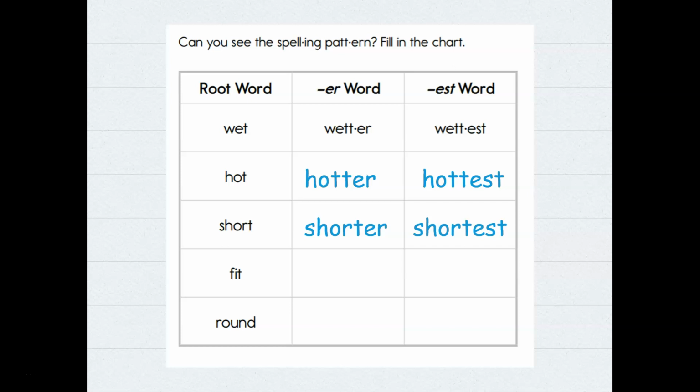The next root word is fit. When we add ER to fit, the new word is fitter. When we add EST to fit, the new word is fittest. The next root word is round. When we add ER to round, the new word is rounder. When we add EST to round, the new word is roundest.